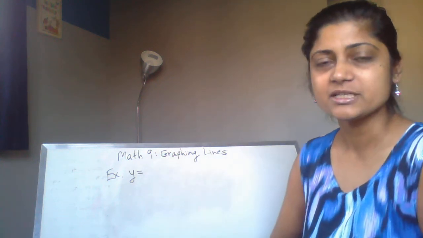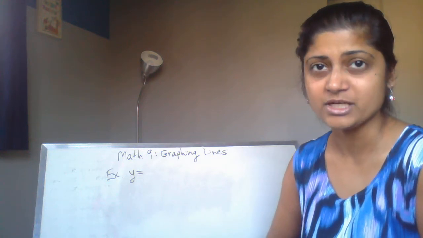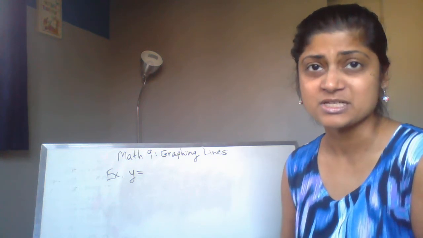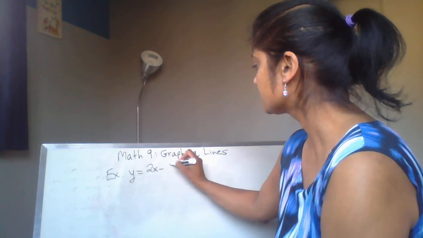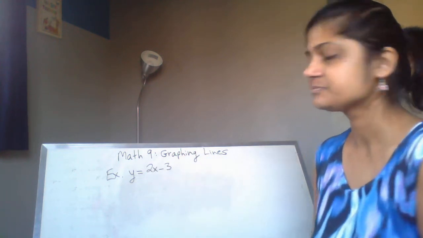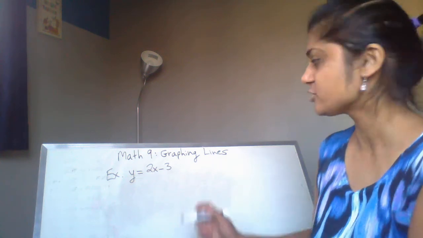So when I'm graphing a linear line, I have to make sure that it is in the slope-intercept form, okay? Or the y equals mx plus b form. So let's try y equals 2x minus 3, okay? So I'm just choosing something that's pretty simple, okay? So we can all try this together.